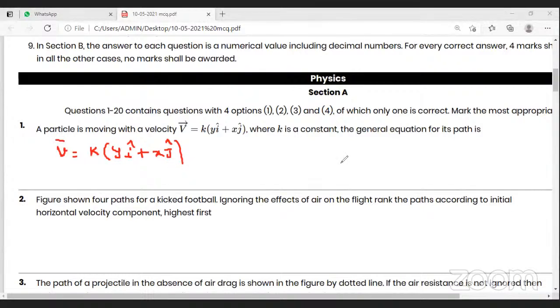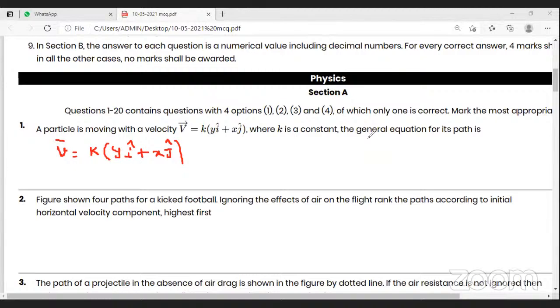Now the question is the general equation for its path. General equation in the sense we have to write the equation in terms of x and y only. Equation of the path means the distance along the x-axis, how it is related to the distance along the y-axis. So the relation between x and y you have to write. But here the equation is given for velocity v, equal to k into (y i cap plus x j cap).